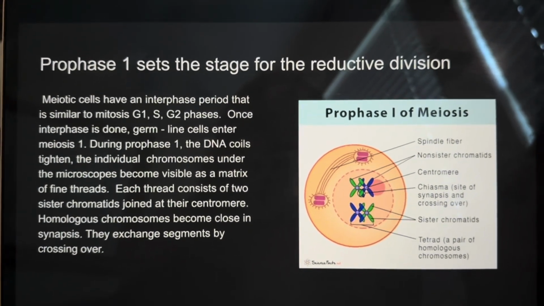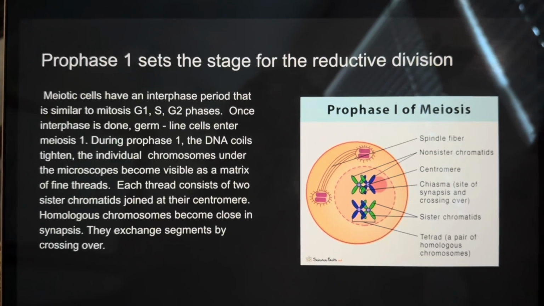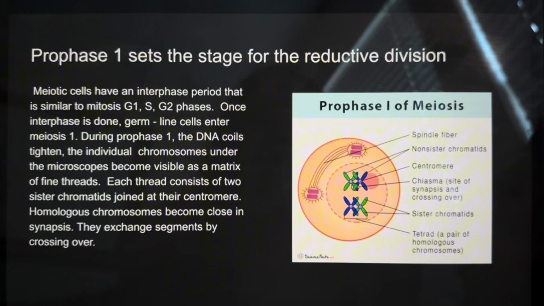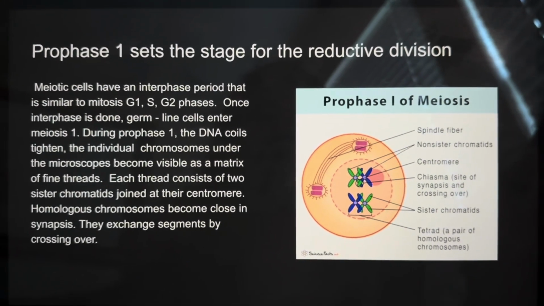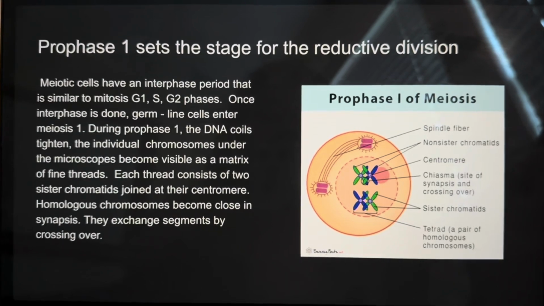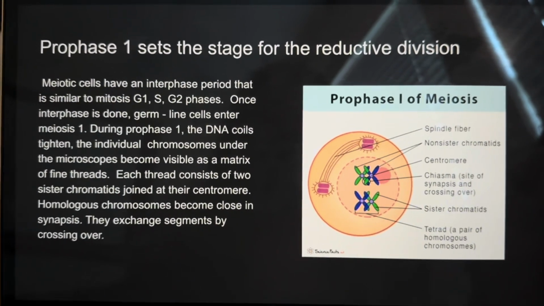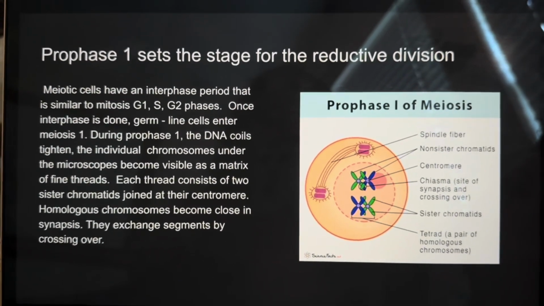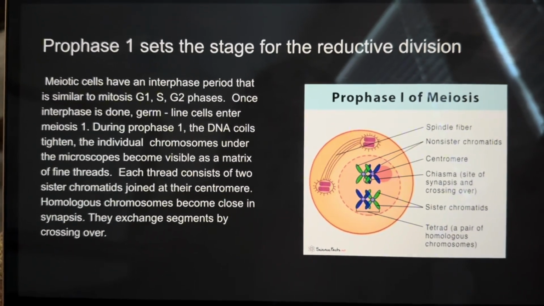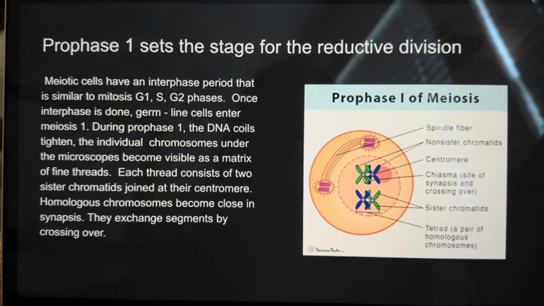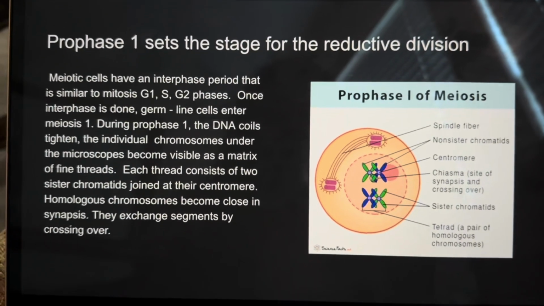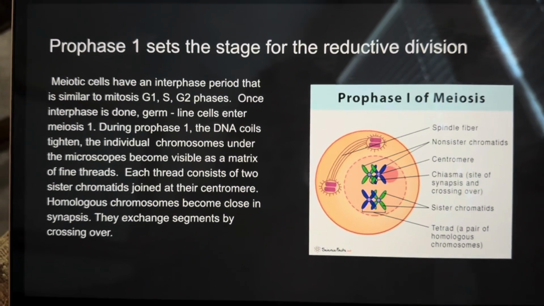Prophase 1 sets the stage for the reductive division. Meiotic cells have an interphase period that is similar to mitosis, with G1, S, and G2 phases. Once interphase is done, germline cells enter meiosis 1. During prophase 1, the DNA coils tighten. The individual chromosomes become visible under the microscope as a matrix of fine threads. Each thread consists of two sister chromatids joined at the centromere.